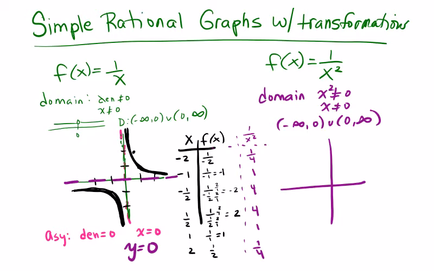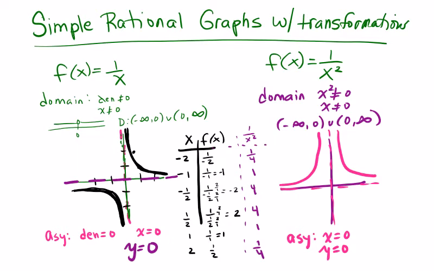So what happens with this graph? Well, we're going to have the same asymptotes. The asymptotes will still be at x equals 0 and y equals 0. So we're going to have two asymptotes, and those are going to be x equals 0 and y equals 0. But now in this case, our graph is going to do this. The two curves are both in the positive axis.